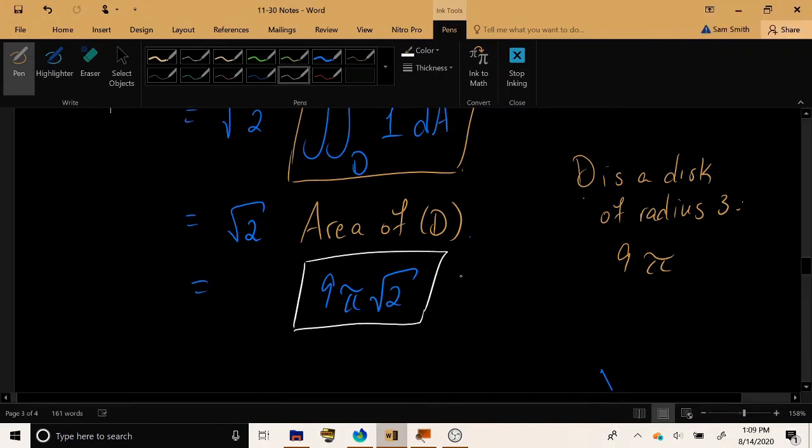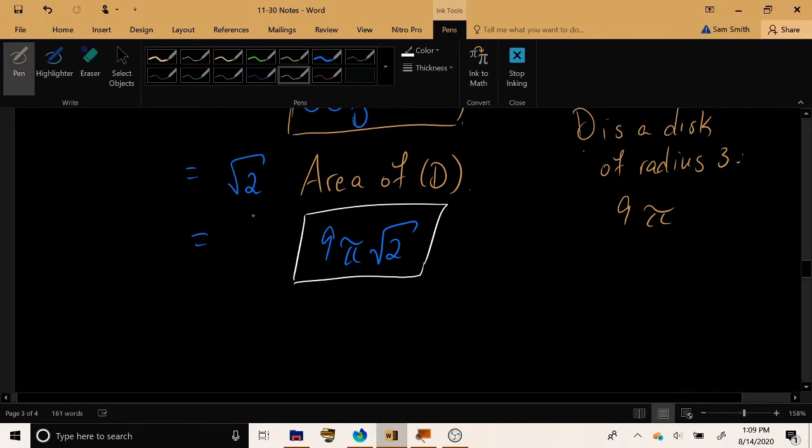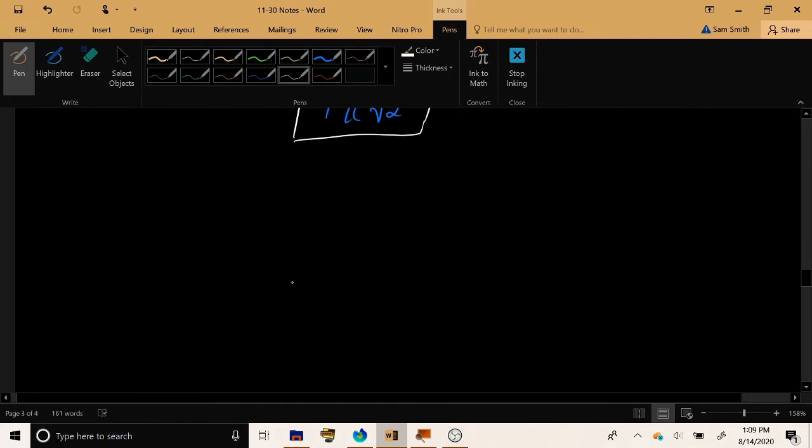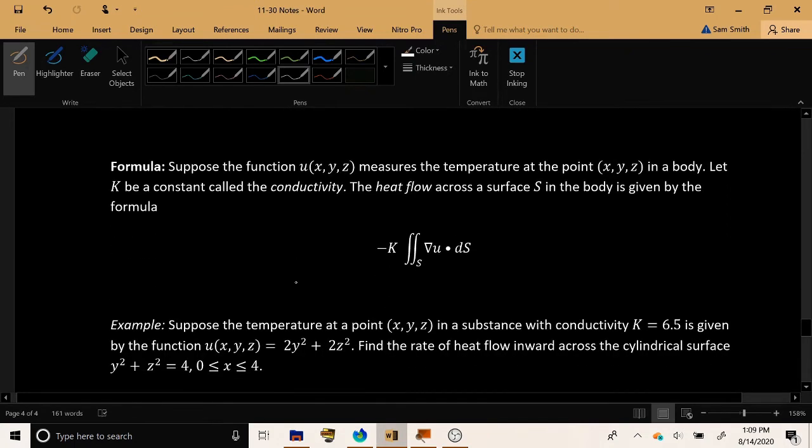Okay, so this is how we can find the surface area of surfaces. We come up with a parameterization of the surface and use that to calculate the surface integral of 1 over the surface. All right. Let me give you another example of a potential application of surface integrals.